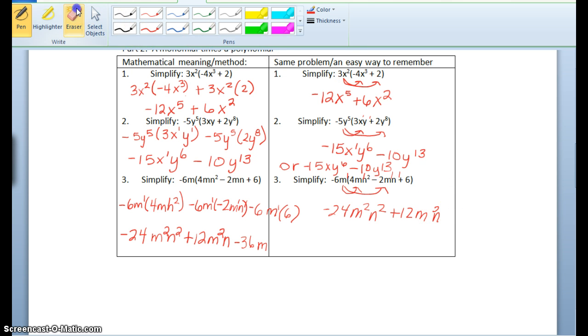Sorry, 1 plus 1 is 2. And you just have n to the first power because that's the only one. Then you have negative 6 times positive 6 is negative 36. You just have an m, so an m goes here, and it's just m to the first power.